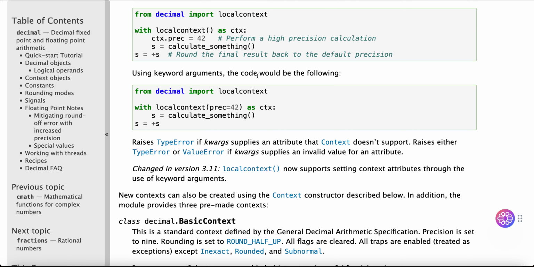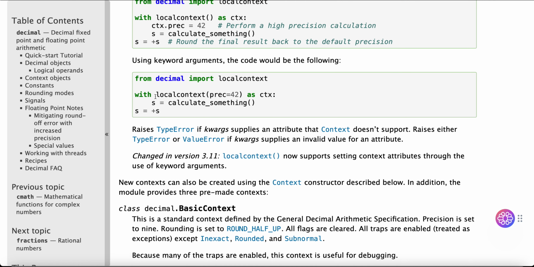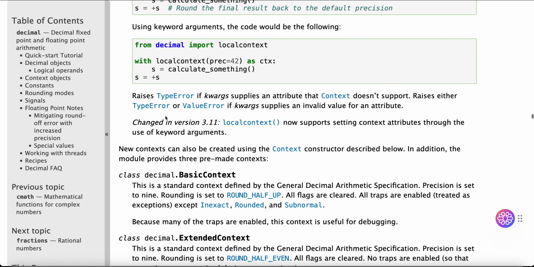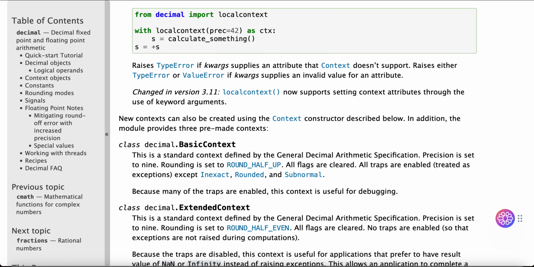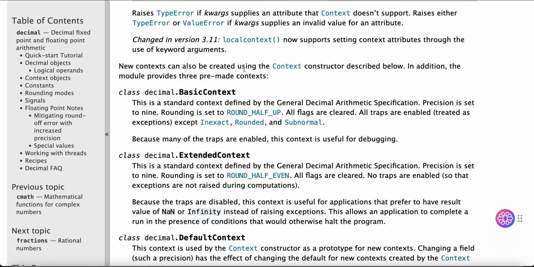Using keyword arguments, the code would be the following. From decimal import localcontext. With localcontext(prec=42) as ctx: s = calculate_something(), s = +s. It raises TypeError if kwargs supplies an attribute that context doesn't support. It raises either TypeError or ValueError if kwargs supplies an invalid value for an attribute. New contexts can also be created using the Context constructor described below.